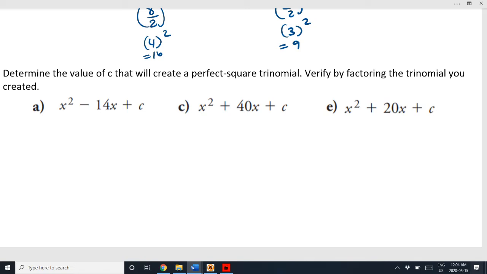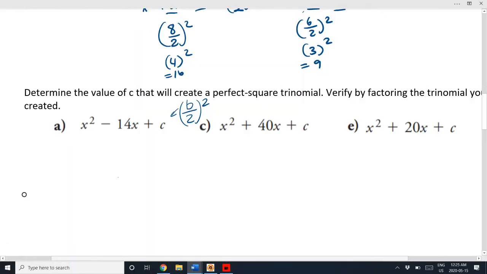Okay, so we know in a perfect square trinomial, the C value is half the B value squared. So let's try it here and see if it works all the time. So in this case, B is negative 14. So let's plug it into here. So negative 14 divided by 2 and squaring it. So negative 14 divided by 2 is negative 7, and negative 7 squared is equal to 49. So if we're going to write this whole perfect square trinomial out, it would look like this. x squared minus 14x plus 49.